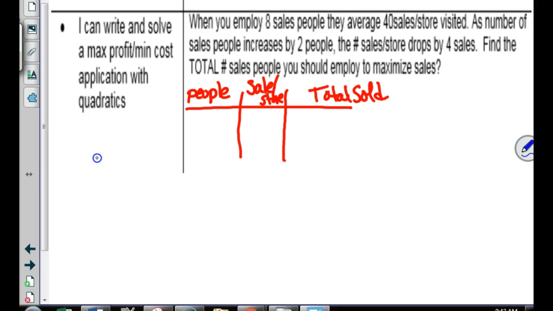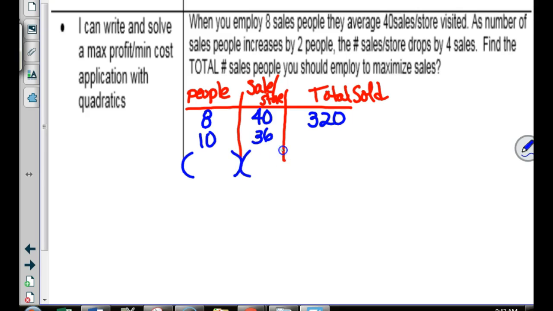What can you put in? 8 and 40, which would mean how many were sold? Okay. As the number of salespeople increases by 2, so this would go up to 10, the sales per store drops by 4. Okay. And you could probably keep doing that until you find a maximum and you will get partial credit.